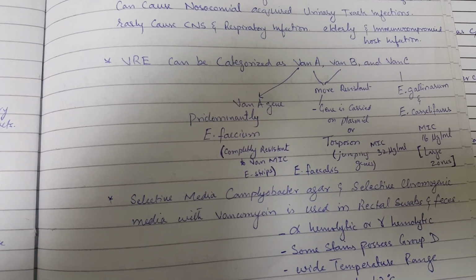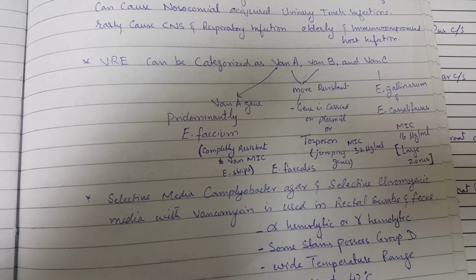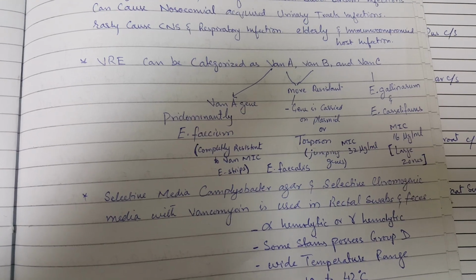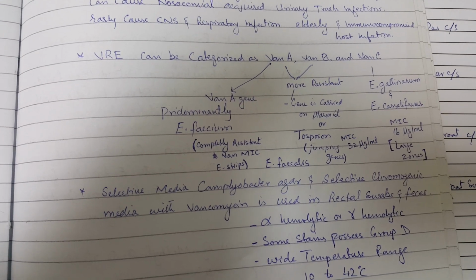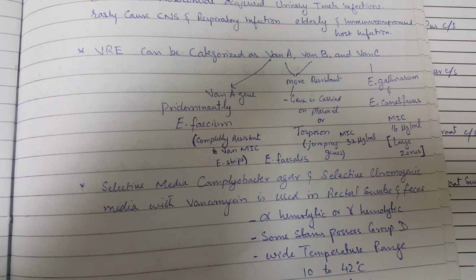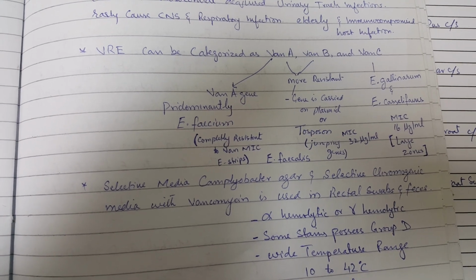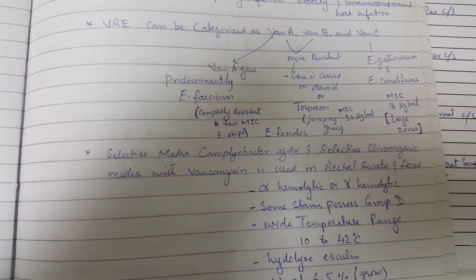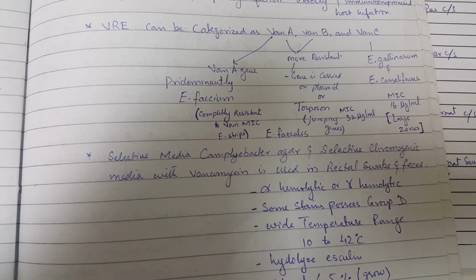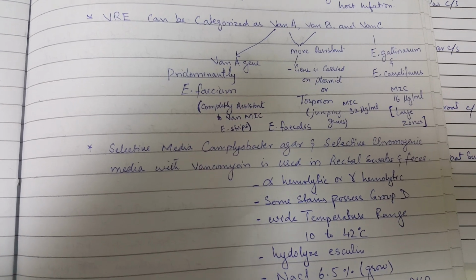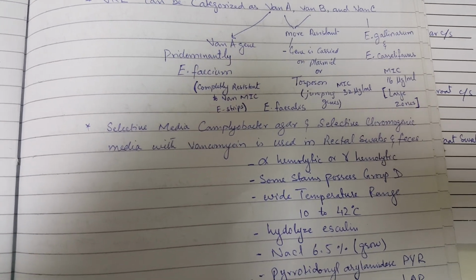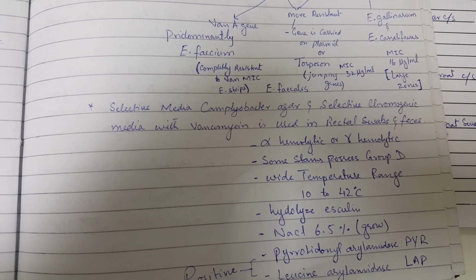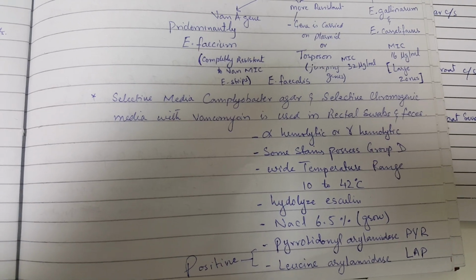It is mostly found in Enterococcus faecalis. VanC is found in Enterococcus gallinarum and casseliflavus, with an MIC of 16. A large zone is seen on the E-strip of vancomycin. Selective media for this organism is Campylobacter agar, and selective chromogenic media with vancomycin is used for rectal swab and feces. The organism is sometimes alpha hemolytic or gamma hemolytic. Some strains possess the group D antigen, and grow over a wide temperature range from 10 to 42 degrees centigrade.